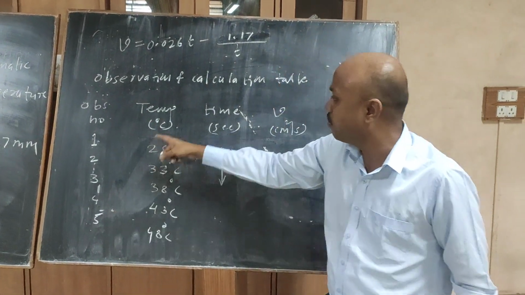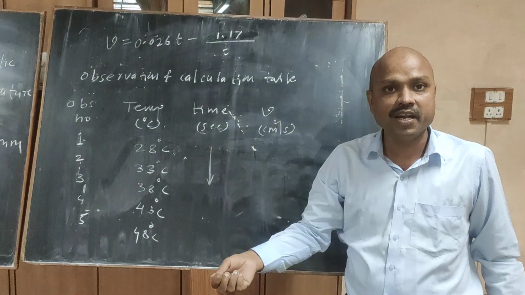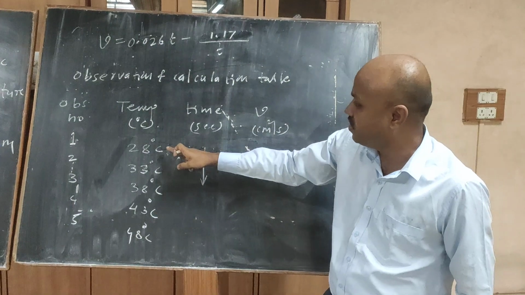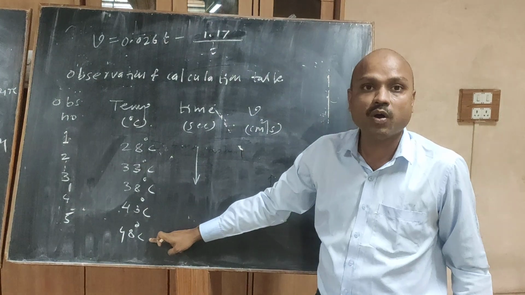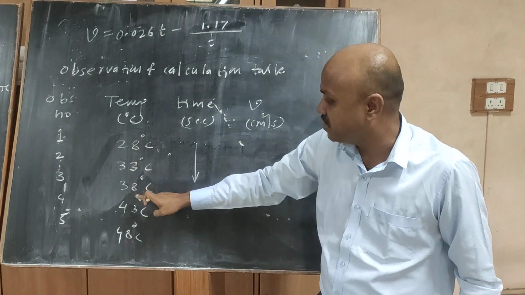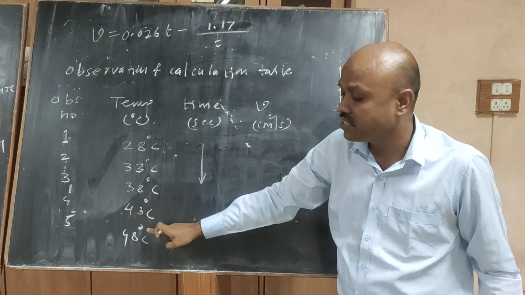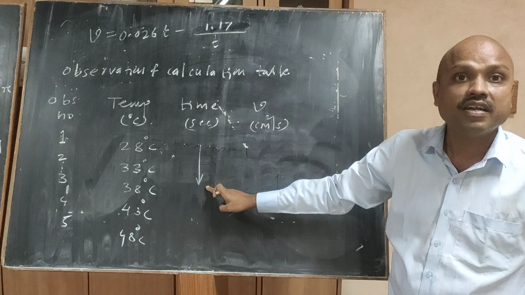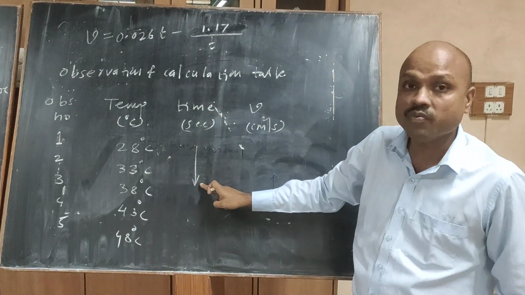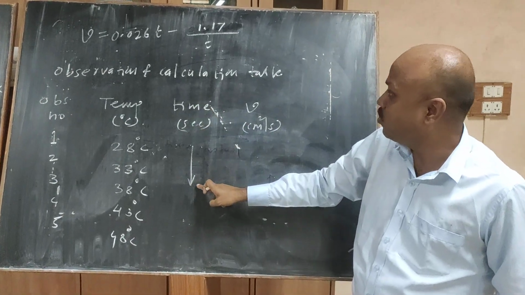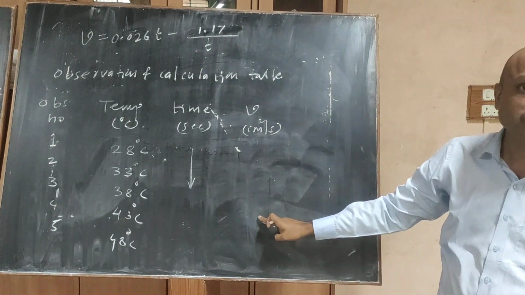The first column is the observation number, the second column is temperature in degrees Celsius. We can either go on increasing the temperature or we can go on decreasing the temperature. Here the trend of increasing temperature is shown. That means the temperature is increased at intervals of 5 degrees Celsius: 28, 33, 38, 43, 48 in this way. Then definitely as temperature increases, the time value will go on decreasing, because with increase in temperature viscosity decreases, so the time required will go on decreasing. Once this time value is obtained, by making use of this equation, the kinematic viscosity, that is nu, is obtained.